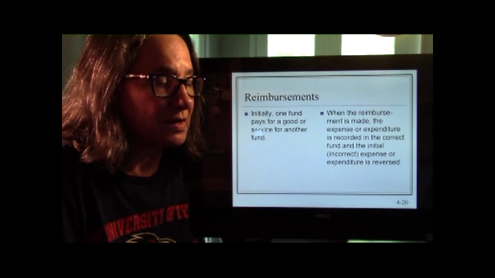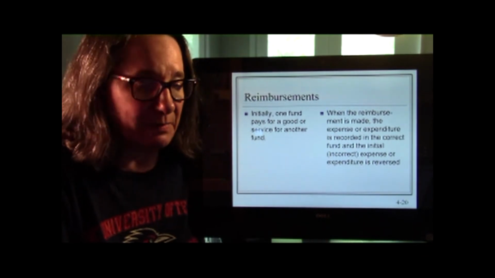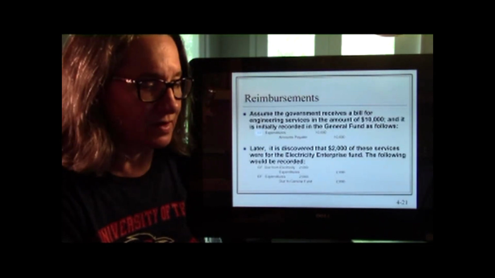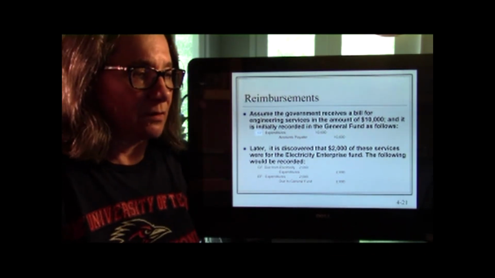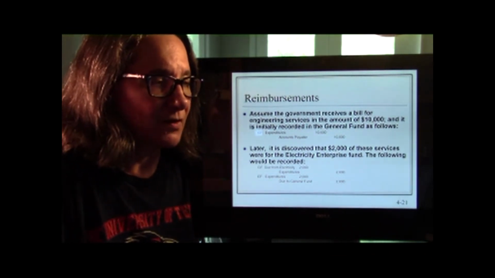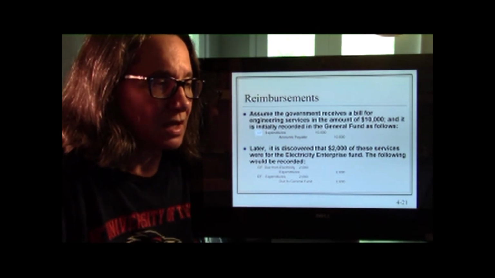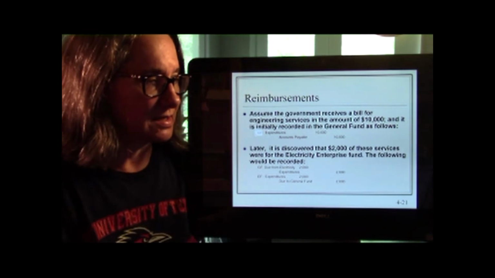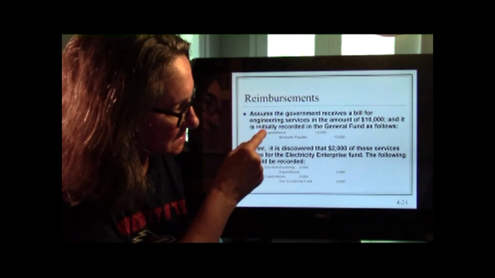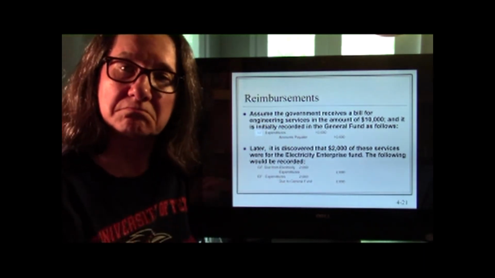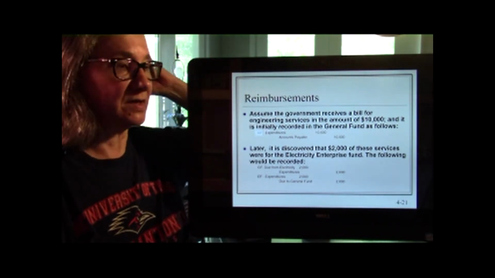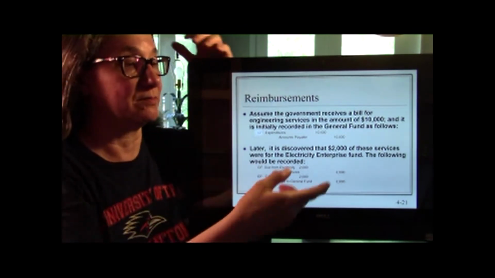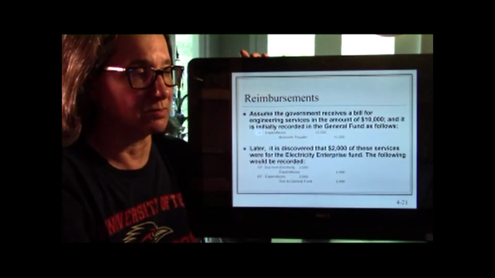So it could be an error. Somebody paid for something that they weren't supposed to, and it gets reimbursed. All right. So let's assume the government receives a bill for engineering services for $10,000, and the general fund records it like this: expenditures, accounts payable, right? So the general fund has set that up, and presumably they'll pay for it with cash, right? It'll become accounts payable, cash at some point.